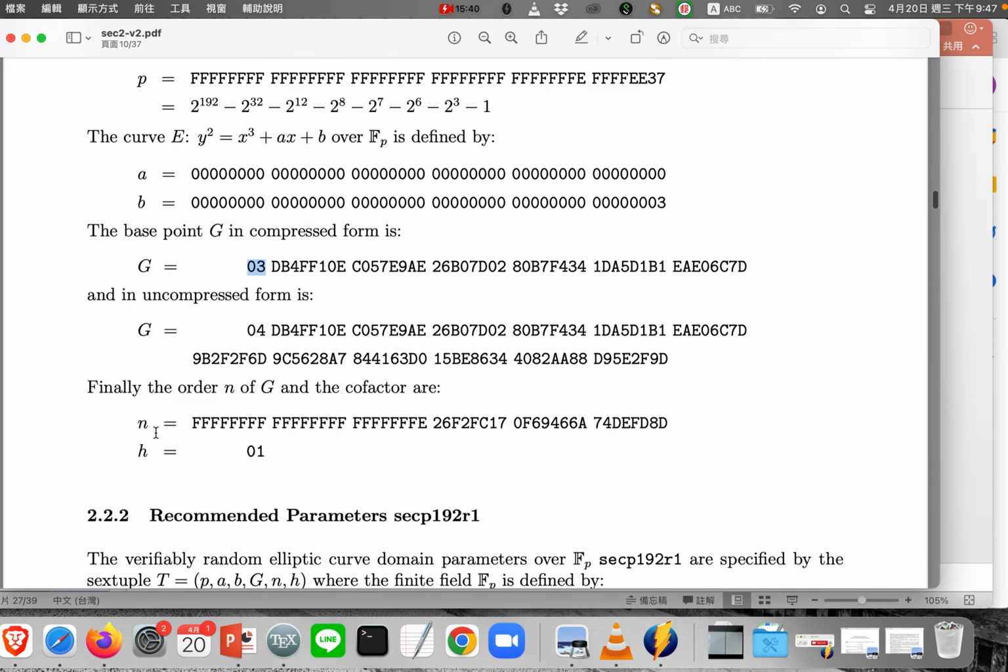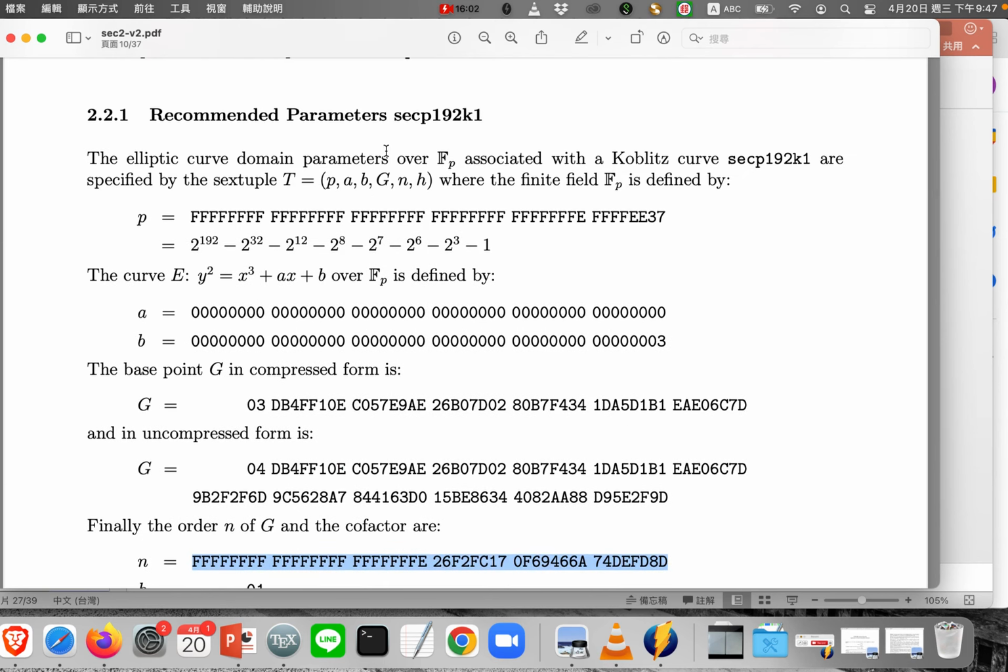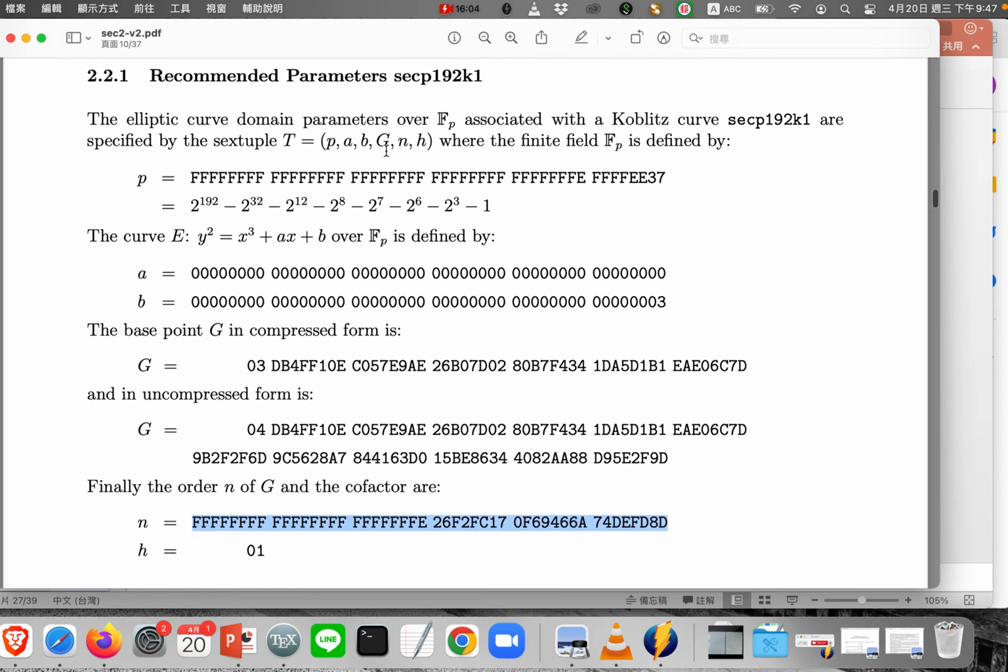Okay, then the order of G is this. This is the order of G. It's a really large number. And then the cofactor is 1. Actually, that means the order of G is equal to the number of points on the curve. So this is an elliptic curve over a prime field. So that's just an example. And later, the next assignment will be on elliptic curves.